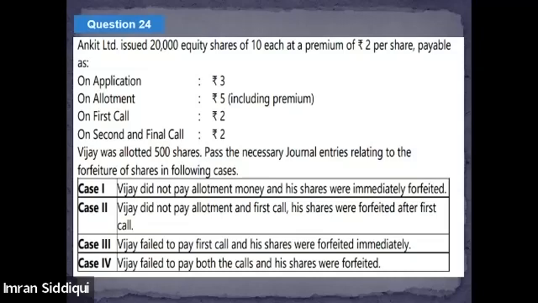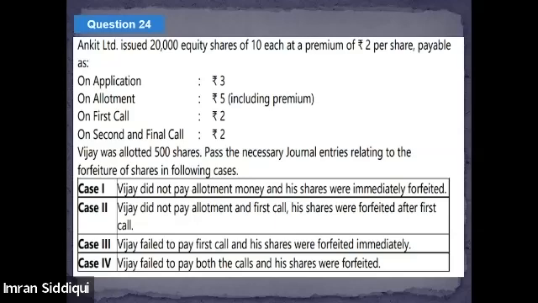You tell me, if Vijay has failed to pay both the calls, doesn't that mean that the company must have asked him to pay the application, the allotment, the first call, and the final call? He paid the application and the allotment, but he did not pay the first and final call. You tell me how much the company has asked him to pay. The company has asked him to pay for all the calls: application, allotment, first and final call, everything.